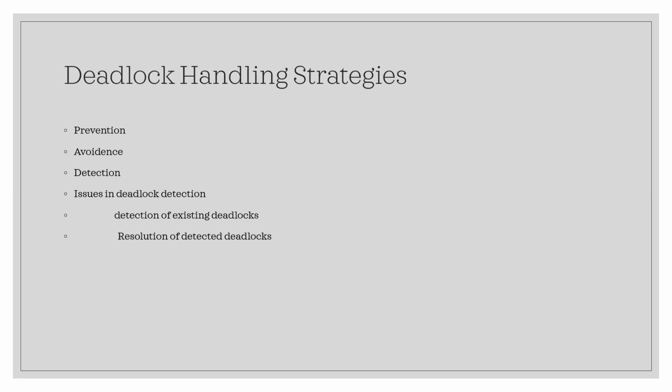But deadlock detection requires examination of the status of process-resource interactions for the presence of cyclic wait. This can be acceptable in the case of a distributed system. Okay, so this is the best approach to handle deadlock in a distributed system because we can easily detect it. Now, there are two issues in deadlock detection. The two major issues are detection of existing deadlocks and resolution of detected deadlocks.